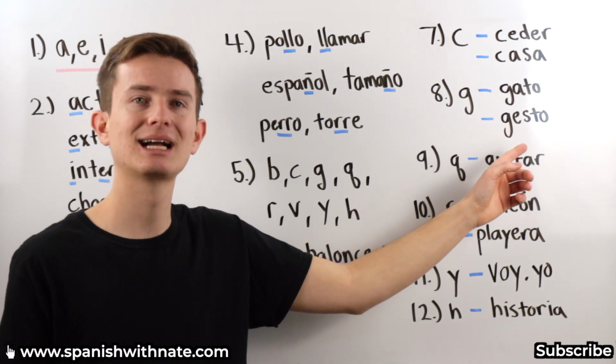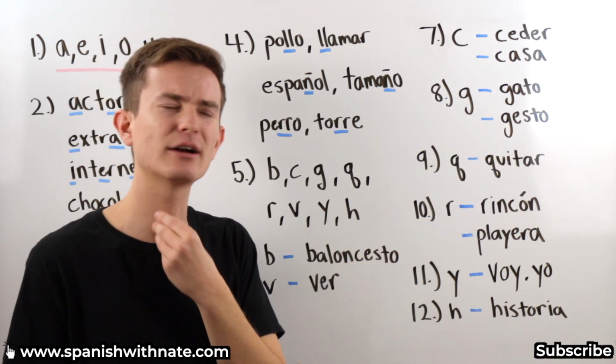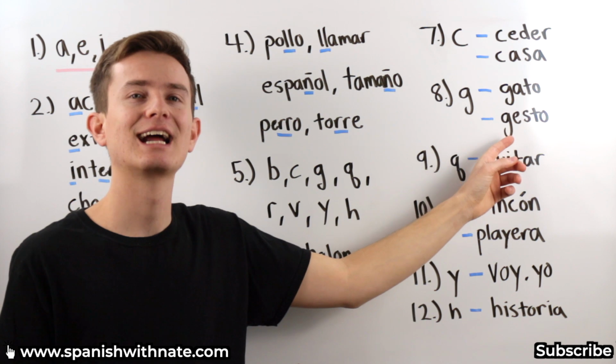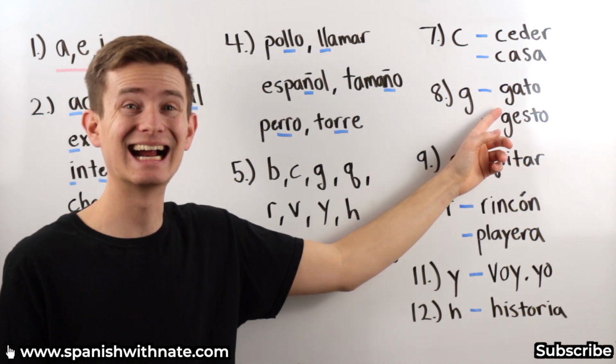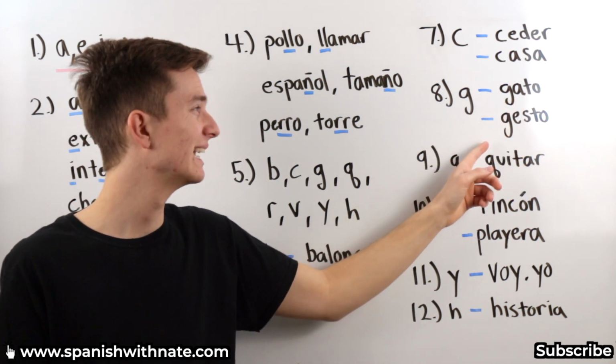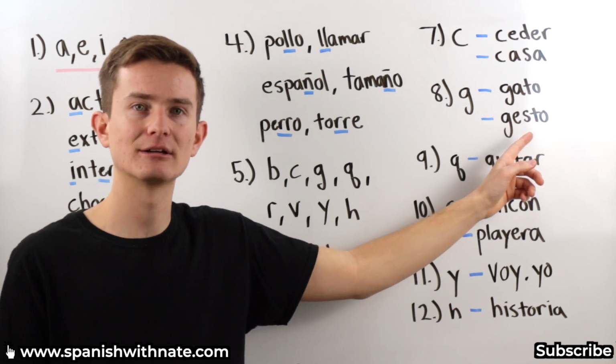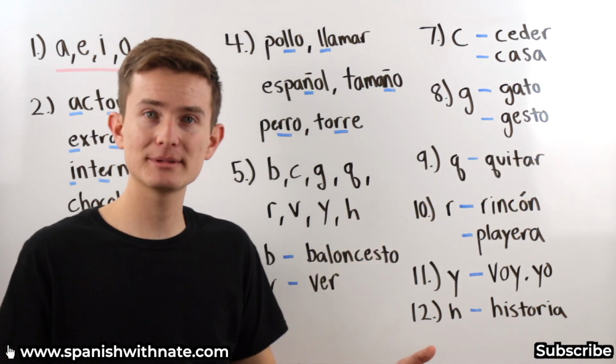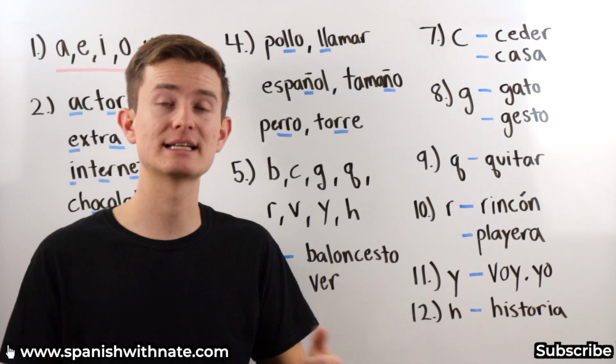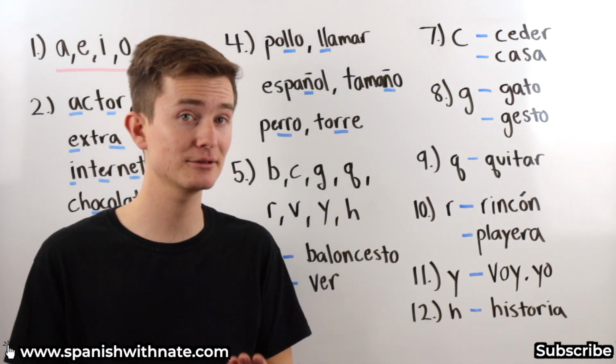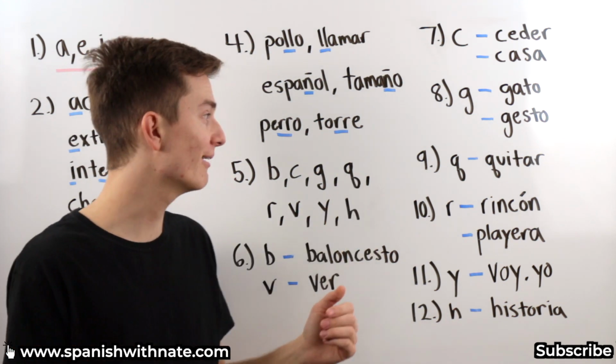Gesto. Notice it's kind of, like I said, that weird throat sound going on. So we have ga, gato, and gesto. All right? ¿Todo bien? Espero que todo esté bien. Espero que estés aprendiendo. I hope everything's good. I hope you're learning.